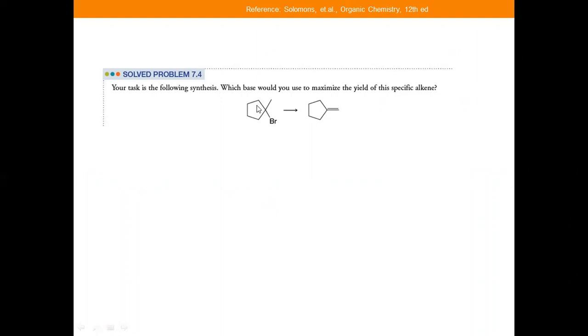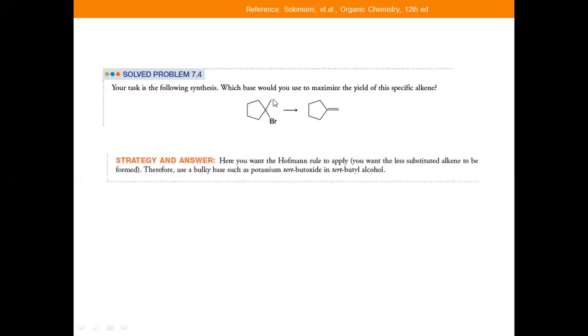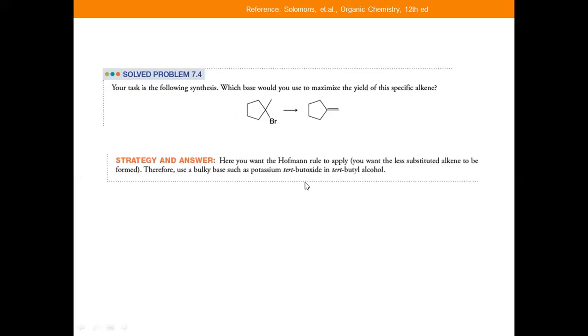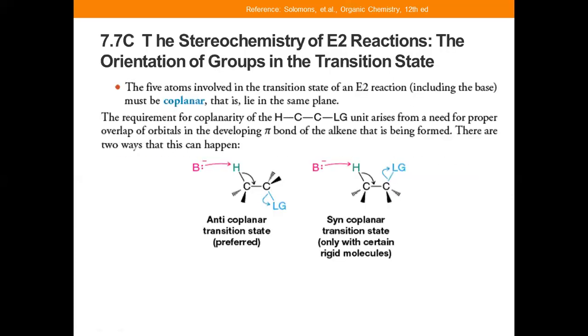But since you're able to abstract this primary proton, you get this one. So your task is which base will you use to maximize the yield. This one is the less substituted alkene. So of course, expect that you're using a very bulky base here, such as tert-butoxide in tert-butyl alcohol. I hope that's clear with you, and we will continue with 7.7 next meeting.